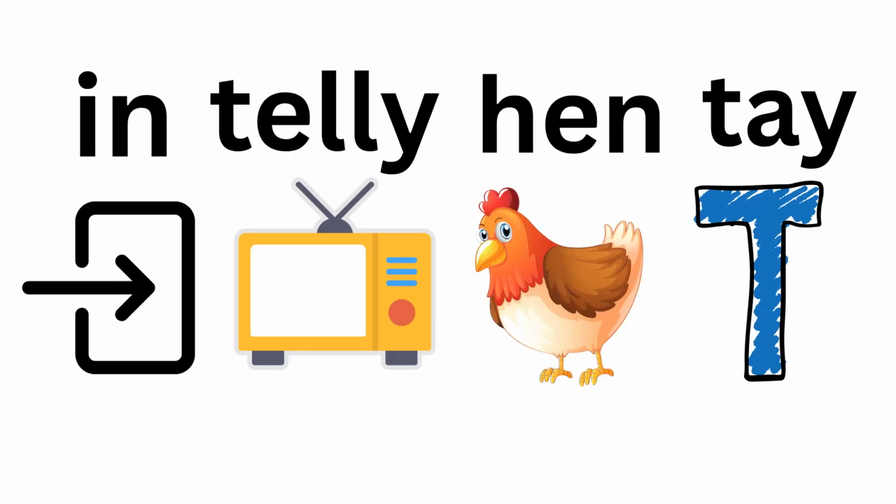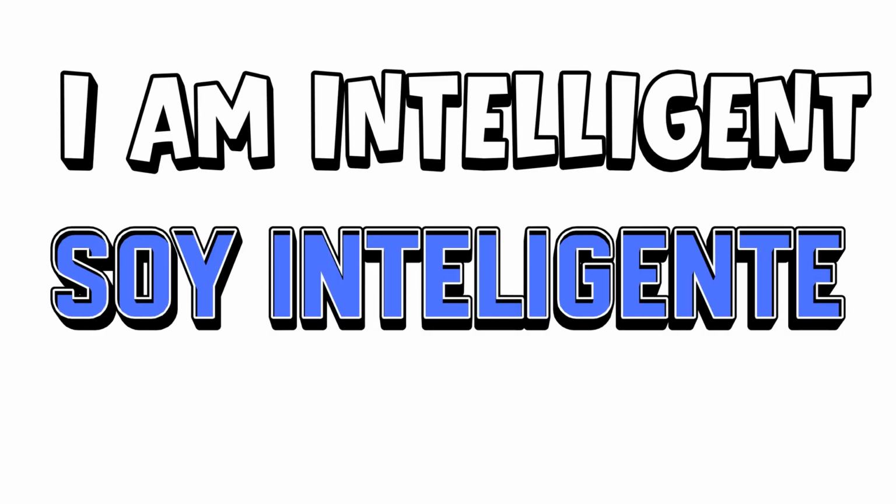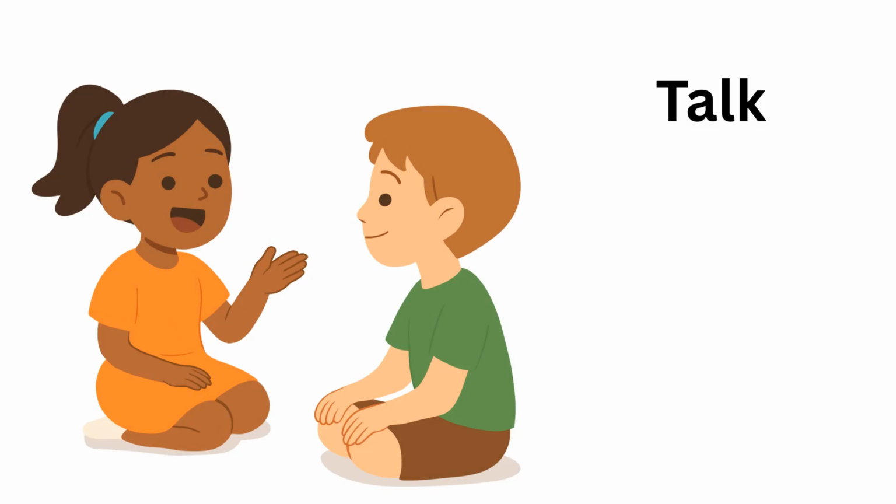Now the word for I am is soy. I am Ruth. Soy Ruth. Intelligent is inteligente. It's got 5 syllables. Inteligente. I am intelligent. Soy inteligente.